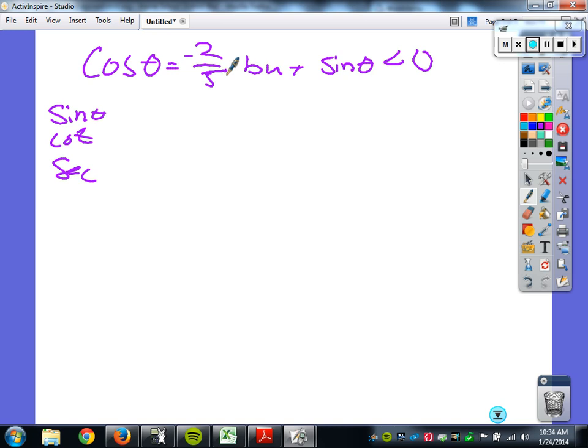Okay, so first off, we need to ask ourselves, which quadrant is cosine negative in? Is it in quadrant 2? In quadrant 3? Yep, 2 and 3. Does everybody understand why 2 and 3? Notice all students take calculus. So cosine is positive here, so therefore he's negative here, right? Does that make sense?